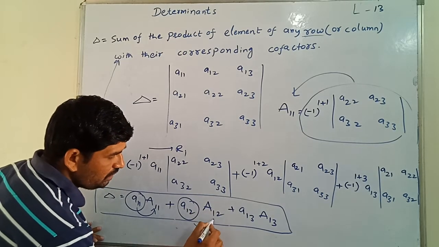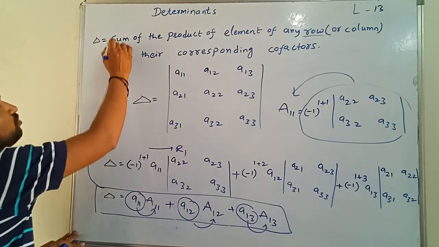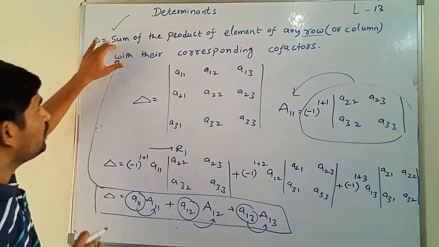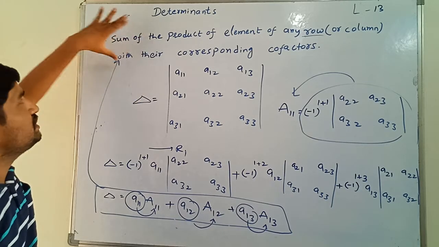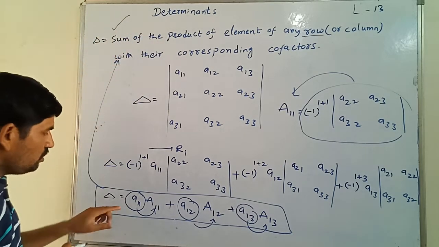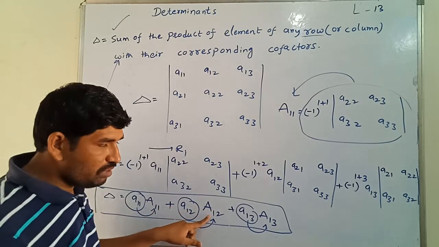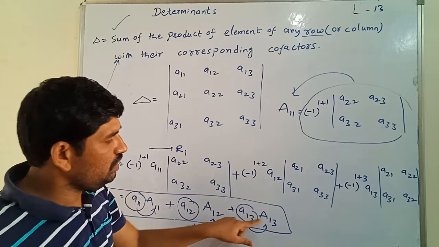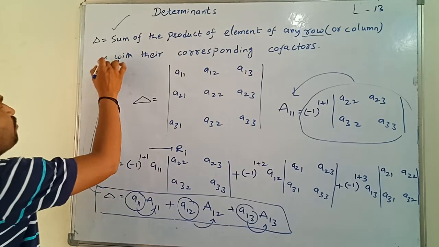The corresponding cofactor is again this one, and the corresponding cofactor is this one. So this is the point I am going to write here. This is nothing but the determinant. We are making the expansion of the determinant, which is nothing but this: a11 A11 plus a12 A12 plus a13 A13. Okay, this is the note about this.